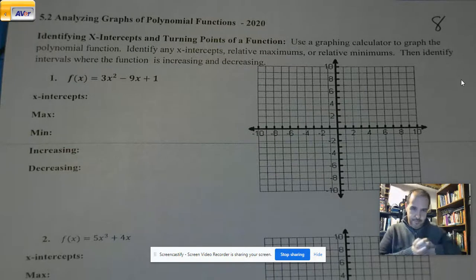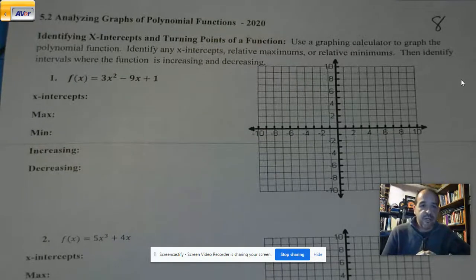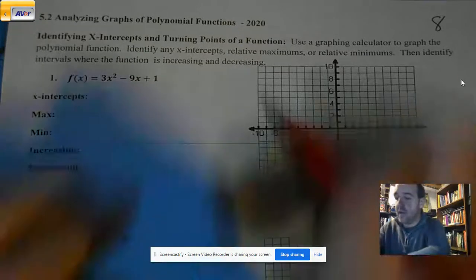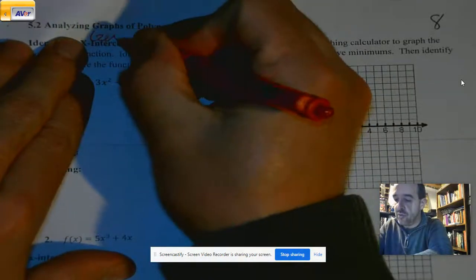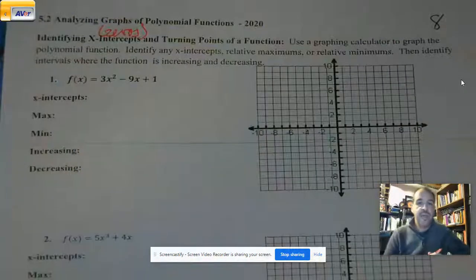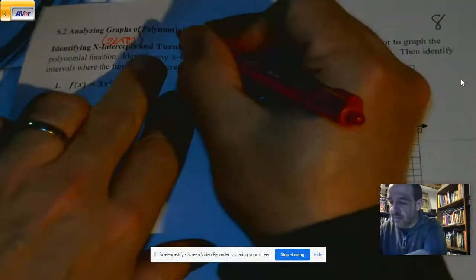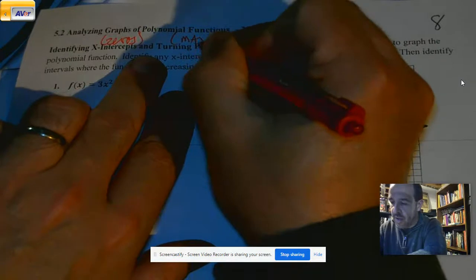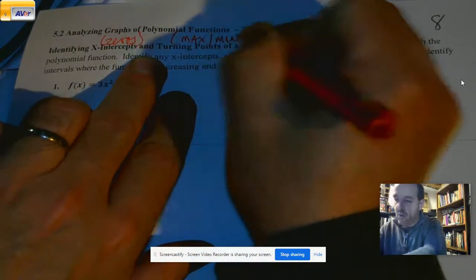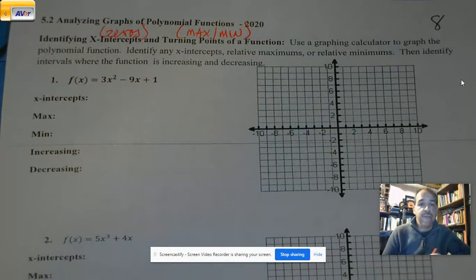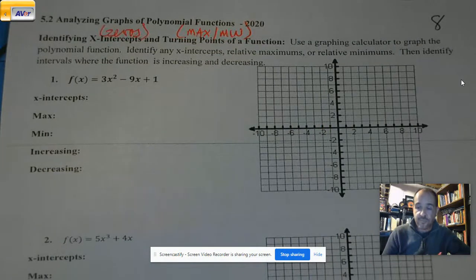Okay, analyzing graphs of polynomial functions, figuring out x-intercepts, which are sometimes also referred to as zeros, and turning points of a function, which also can be referred to as a max or a min. Okay, so we're going to find all this stuff.